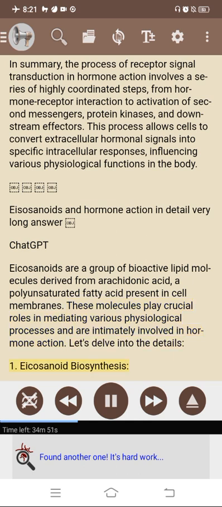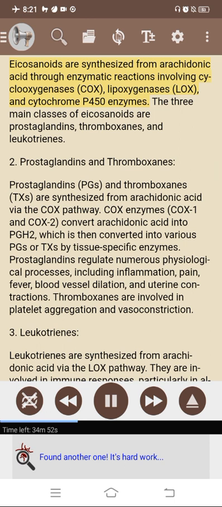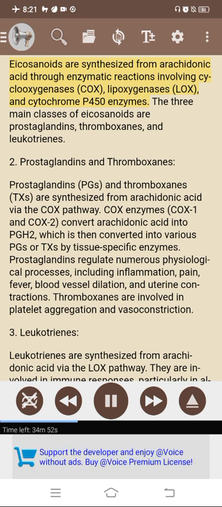1. Eicosanoid biosynthesis. Eicosanoids are synthesized from arachidonic acid through enzymatic reactions involving cyclooxygenases (COX), lipoxygenases (LOX), and cytochrome P450 enzymes. The three main classes of eicosanoids are prostaglandins, thromboxanes, and leukotrienes. 2. Prostaglandins and thromboxanes. Prostaglandins (PGs) and thromboxanes (TXs) are synthesized from arachidonic acid via the COX pathway.